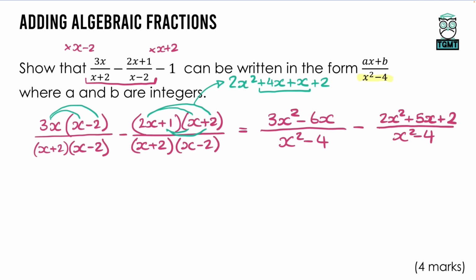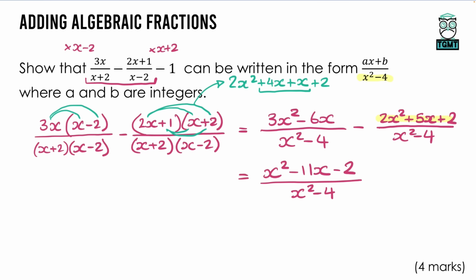Now we do have to subtract these fractions, so I need to be really careful, because when I subtract the 2x squared, I'm going to be taking that away. I'm going to be subtracting the positive 5x. I'm going to be subtracting the 2. Looking at this numerator up here and being really careful with that. So we have 3x squared on the numerator, take away 2x squared. That leaves us with x squared. We have negative 6x, take away 5x, that's minus 11x. And then we have nothing, take away 2, so minus 2. And that's all over x squared minus 4. So that is the first two fractions combined.